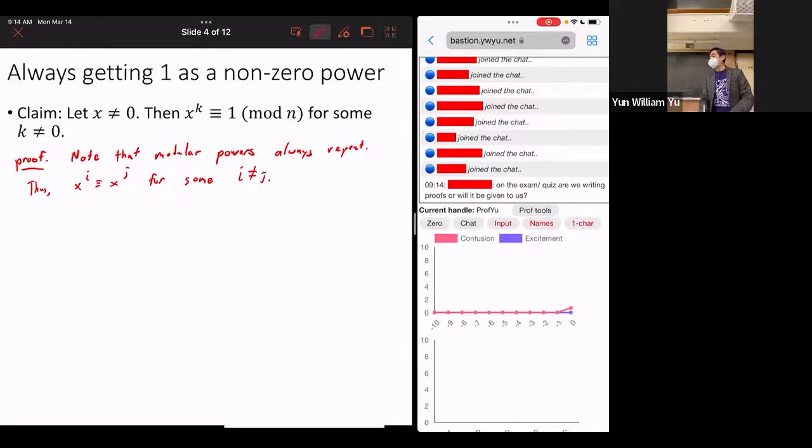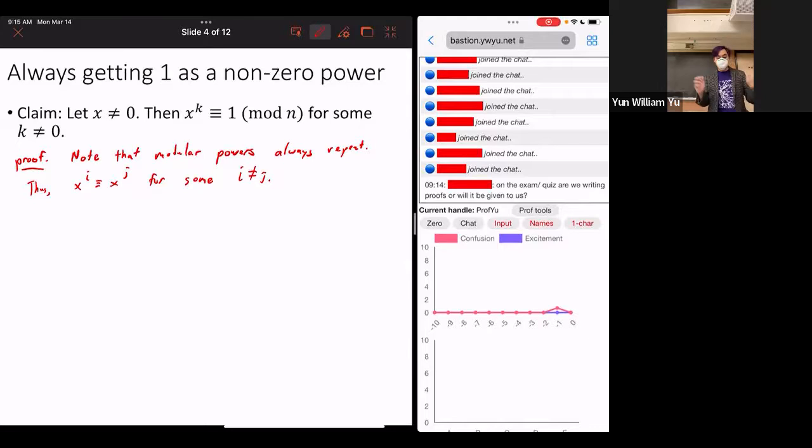Oh, there's a question. On the exam or quiz, are we writing proofs or will it be given to you? So you should take a look at the practice exam, practice quiz four, which is available. What I'll do is I'll give you a proof and then you're going to have to tell me whether it's right or wrong and whether all the steps make sense. So I'm not going to expect you to come up with proofs from nothing because that's a little bit harder, but I will ask you to understand proofs and see what's going wrong and going right.